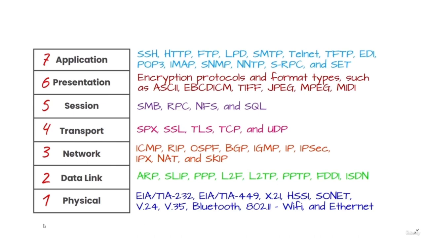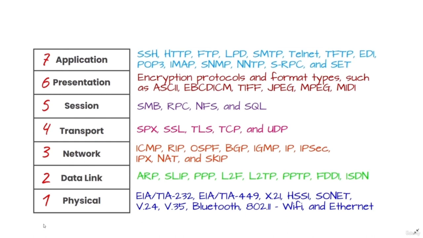So the first layer we'll look at is the physical layer. The physical layer is the lowest layer of the OSI model, and it is concerned with electrically and optically transmitting raw and structured data bits across the network from the physical layer of the sending device to the physical layer of the receiving device. It can include specifications such as voltages, pin layout, cabling, and radio frequencies.